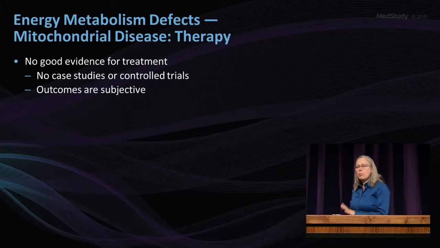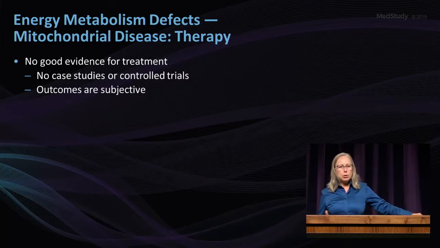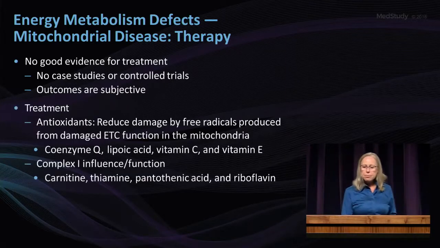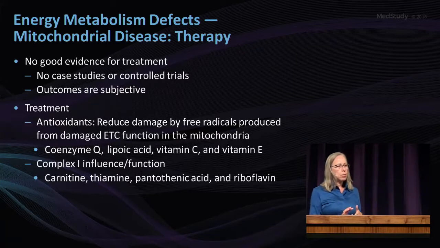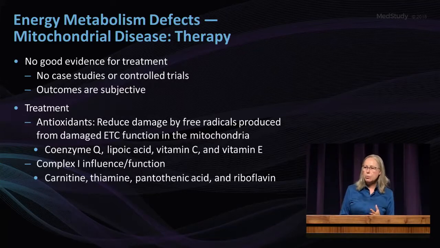For therapy, a lot of people will put people on a mitochondrial cocktail, except there's no case-controlled studies or controlled trials for those. Outcomes are subjective. We have no evidence that it harms people, but we have no evidence that it actually helps. So some people will put them on antioxidants and reduce the damage by the free radicals. So coenzyme Q, lipoic acid, vitamin C, and vitamin E. And to help support complex 1, some people will do carnitine, thiamine, pantothenic acid, and riboflavin. Again, we have no evidence that it harms. We have no evidence that it helps. So this is based on theoretical, what we know about biochemistry.